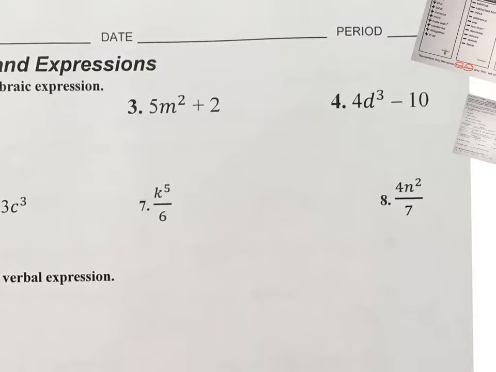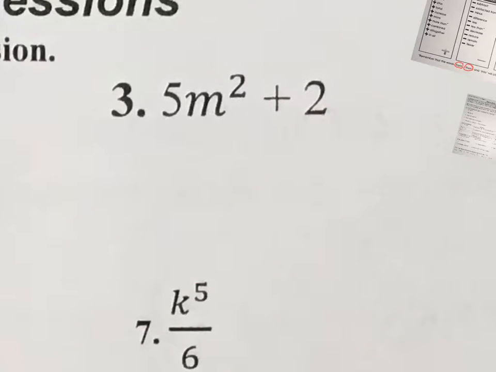Number 3, let's not even look at the back. Let's just go off of what we see here. I see a 5, I see an M. What's happening between the 5 and the M? Multiplication. So I could say 5 times M to the second power, and then I could put plus 2, right? So that's perfectly acceptable right there. 5 times M to the second power plus 2.